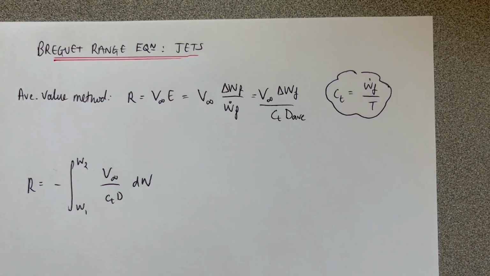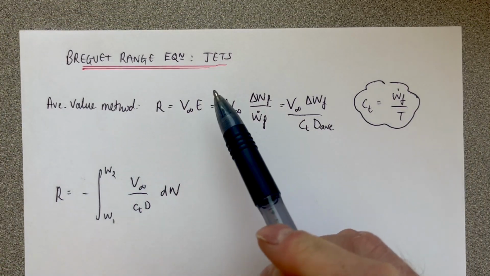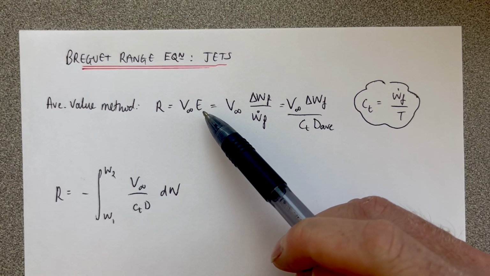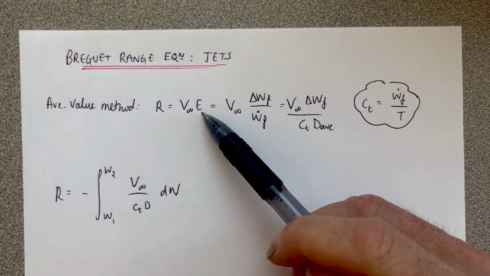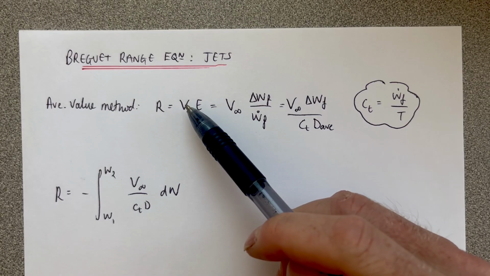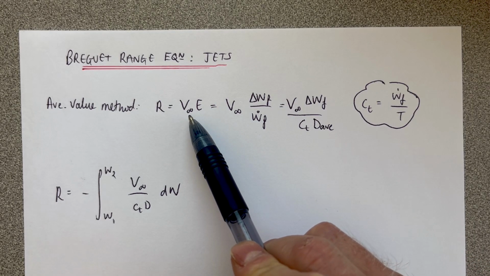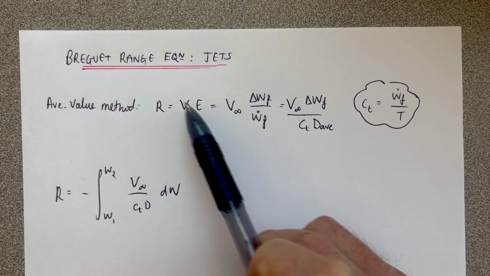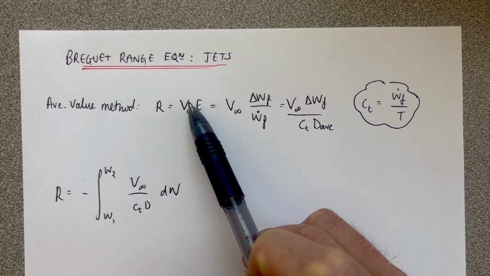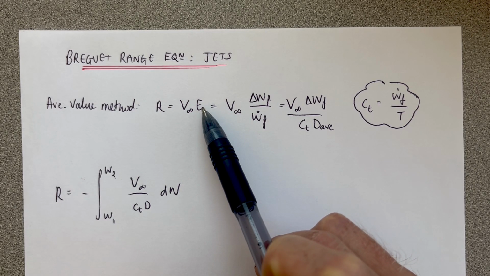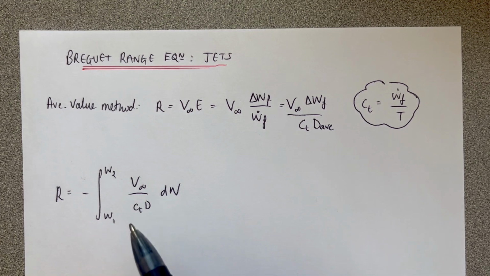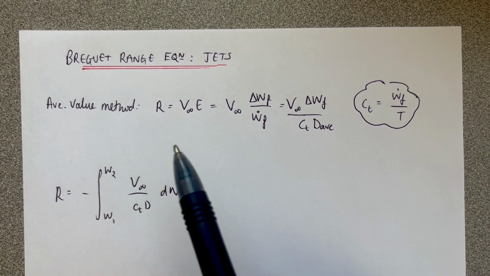For example, let's just have a quick look at the units here. If we've got an endurance defined in hours, let's say, and we have an airspeed in knots, which is nautical miles per hour, then the units of this equation will be nautical miles per hour multiplied by hours, and that will give us a range in nautical miles, for example, which is what we want.